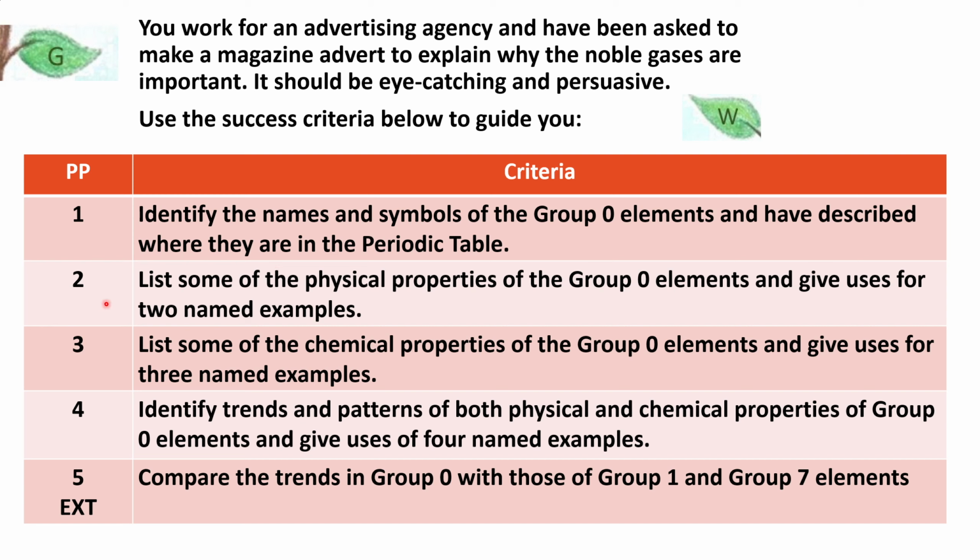For grade 2, list the physical properties of group 0 elements and give uses for them. So give 2 named examples of a use. Again, you could either look back through the PowerPoint or you can Google it. Then it carries on. Grade 3 is a bit more. Grade 4 is a little bit more as well. And then for grade 5, you've got to compare group 0 with group 1 and group 7.